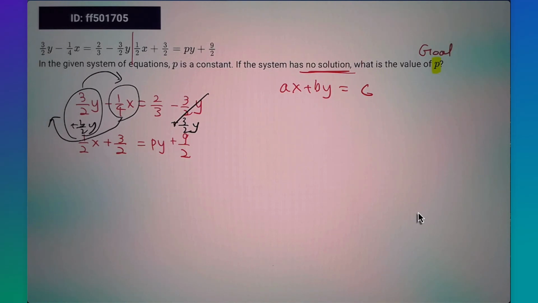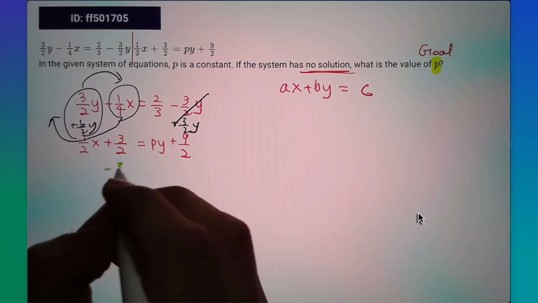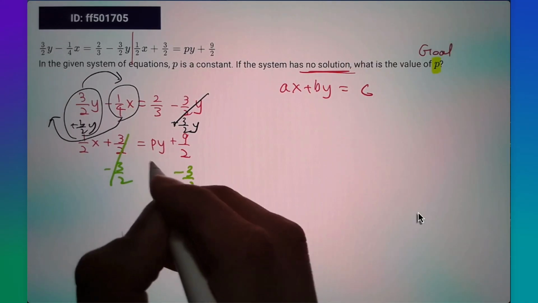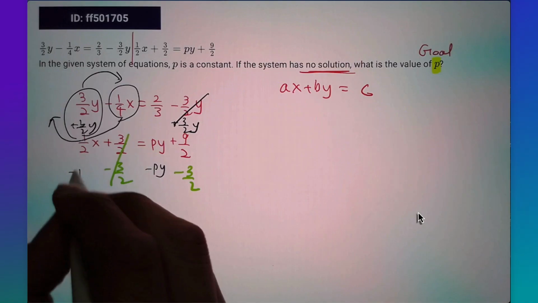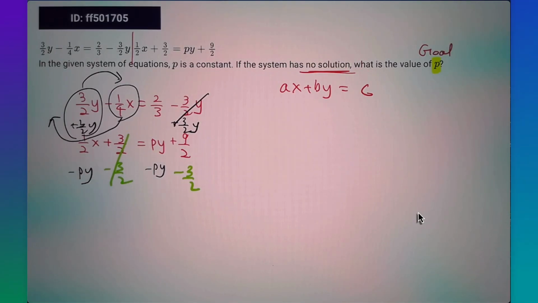For the second equation, we just have to move this number. So let's subtract 3 over 2 on both sides, and then subtract py on both sides. This way we have variables x and y on the left side of the second equation, and on the right, we'll simply have the constant.